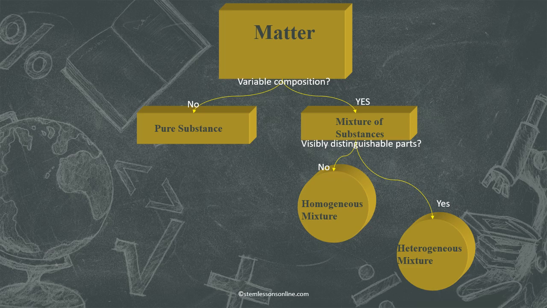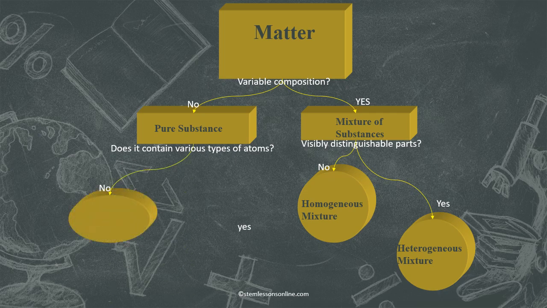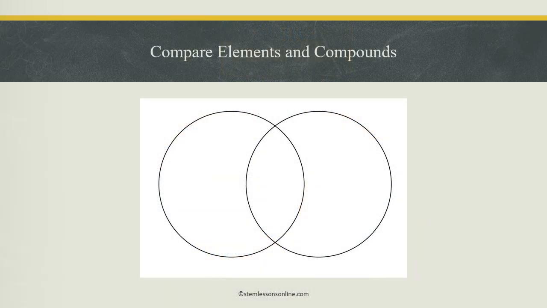There are two types of pure substances as well. Does it contain various types of atoms? If your answer is no, it's an element, and if your answer is yes, it is a compound. While watching this video, compare elements and compounds using this Venn diagram. You can draw this Venn diagram in your notebook and write down all the points on elements and compounds and what is in common as well.